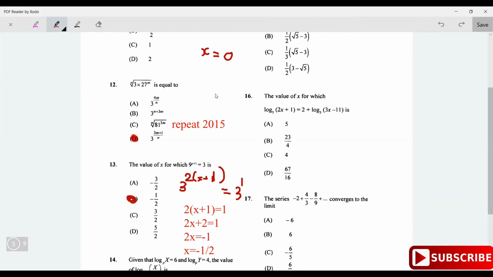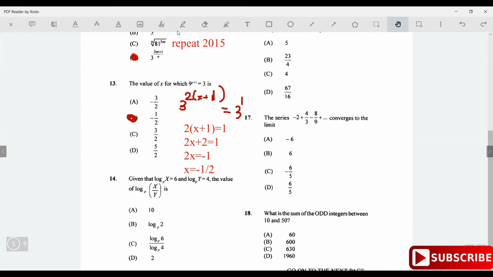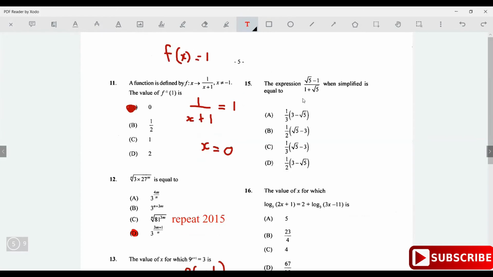All right. This one is a big repeat question. This is a repeat from 2014. Easy. The expression root 5 minus 1 over 1 plus root 5, work this out when it is simplified.